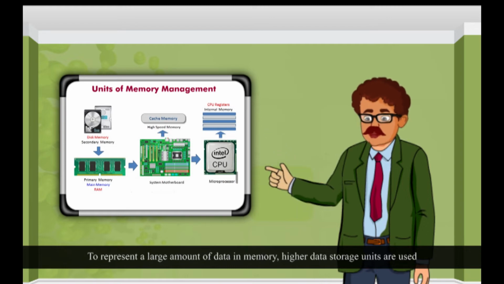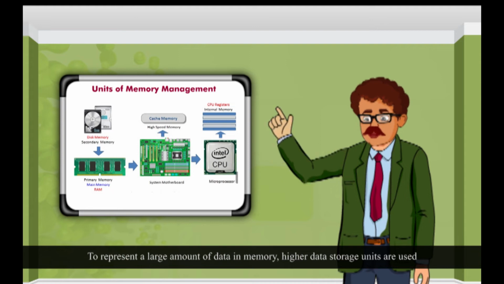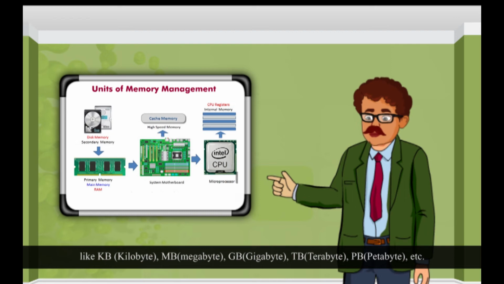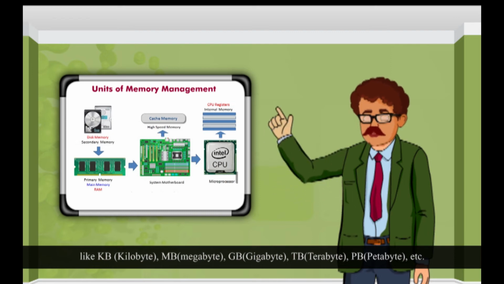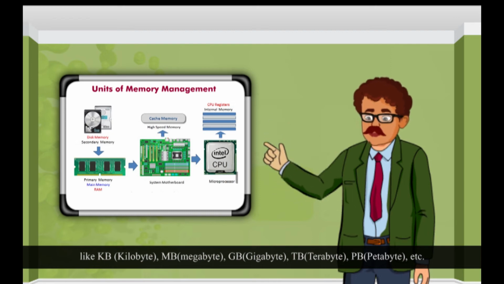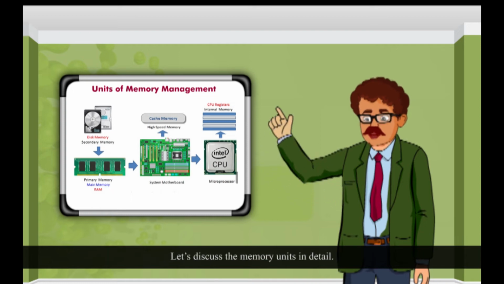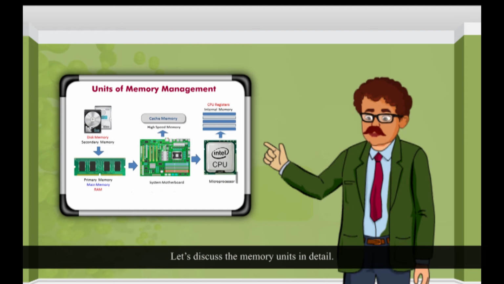To represent a large amount of data in memory, higher data storage units are used, like KB, kilobyte, MB, megabyte, GB, gigabyte, TB, terabyte, PB, petabyte, etc. Let's discuss the memory units in detail.